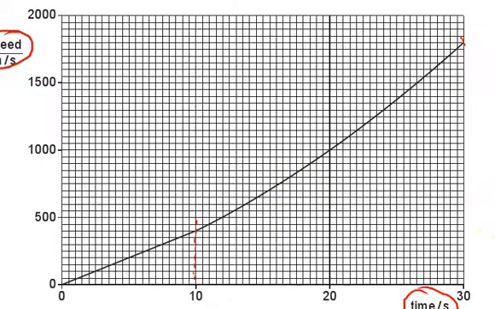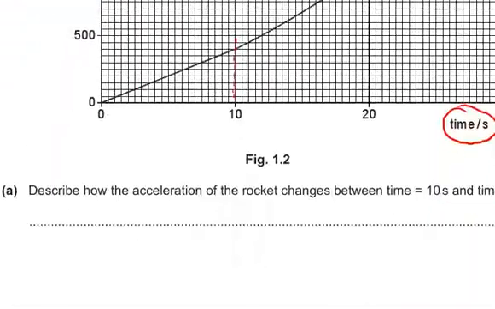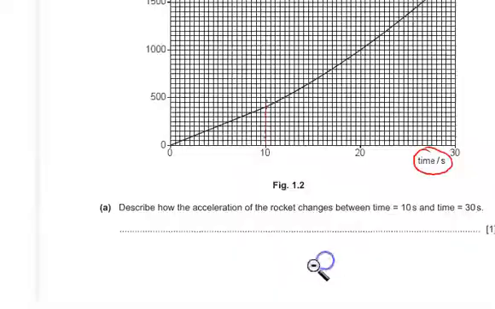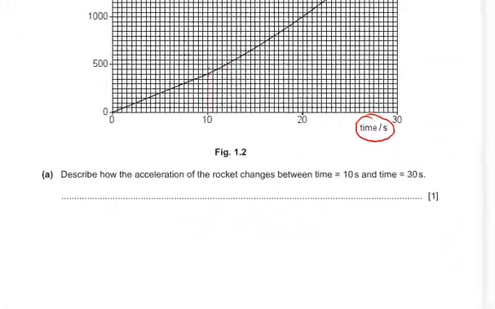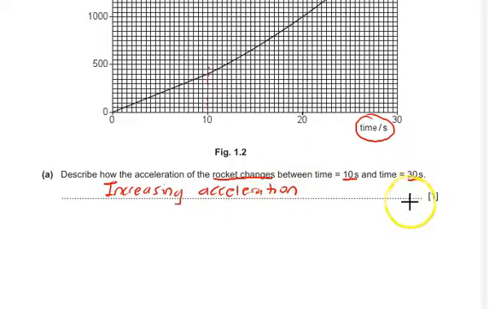Now we answer the first question. Describe how the acceleration of the rocket changes between 10 seconds and 30 seconds. As I mentioned, it has an increasing acceleration. This is your answer: increasing acceleration. This is 1 mark. Now move on with the next question.